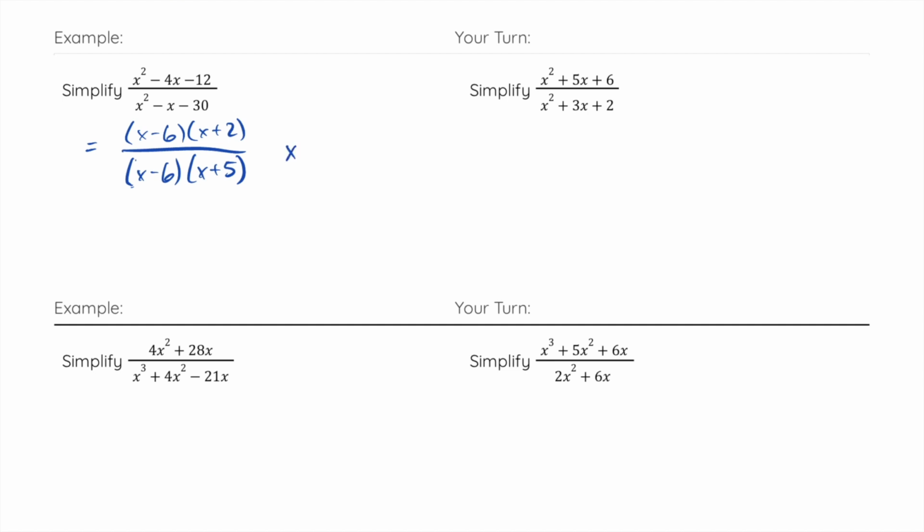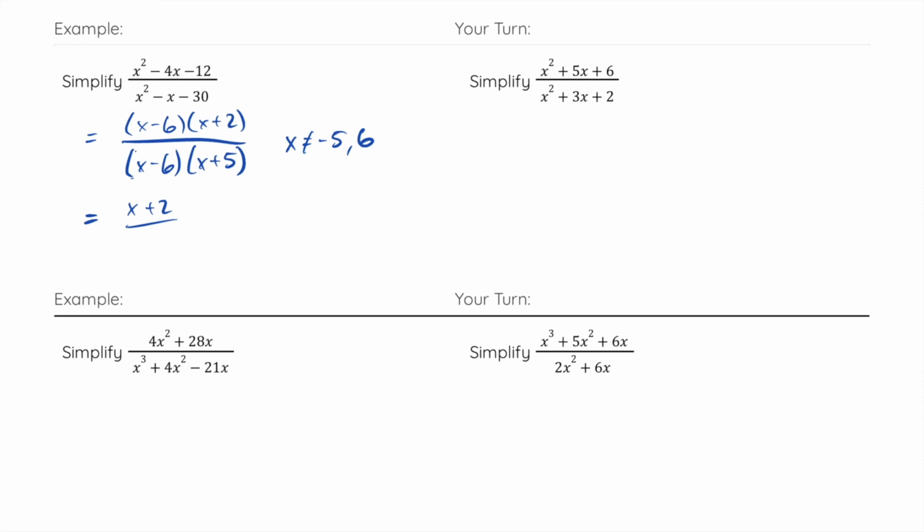So I can see here x cannot be -5 or 6, because that would make the denominator 0. But both the numerator and denominator have an x minus 6, which would divide to 1, and we'd be left with x plus 2 over x plus 5. Okay, pause the video and try the one on the right.